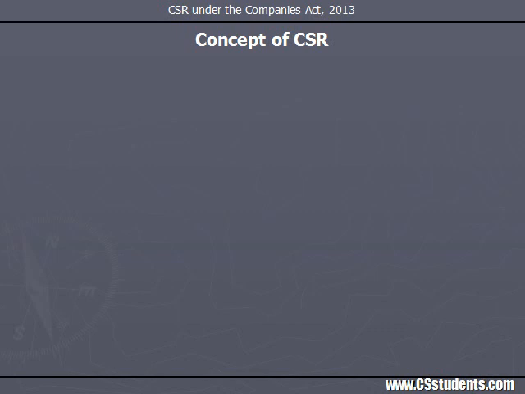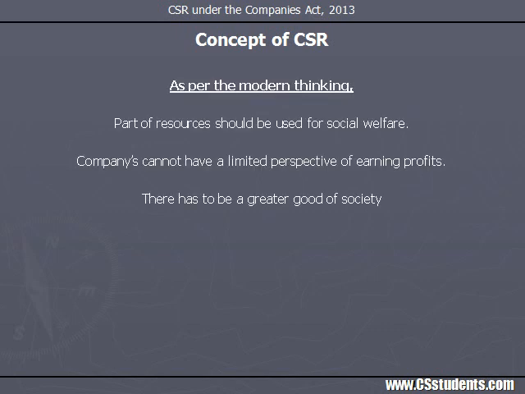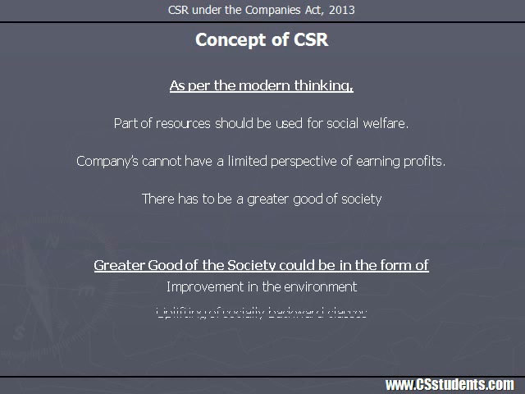As per modern thinking, part of business resources should be used for social welfare. Companies cannot have a limited perspective of earning profits. There has to be a greater good of society. It could be in the form of improvement of environment, uplifting of socially backward classes, or improved education or health facilities.